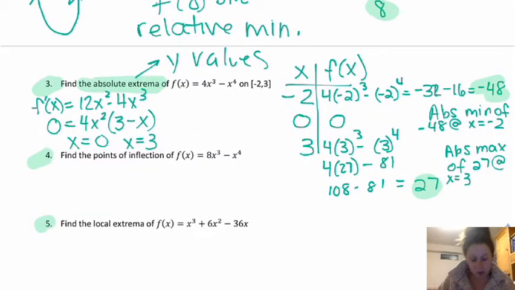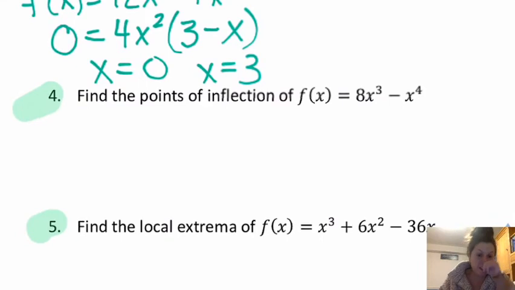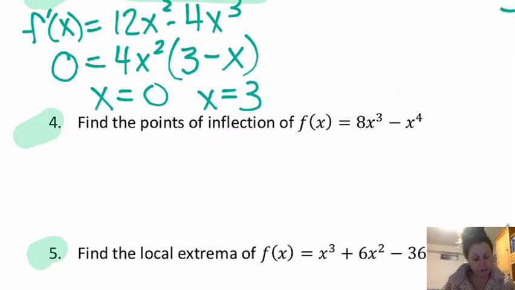Okay, let's go to the next one. So find the points of inflection. The definition of points of inflection are where concavity changes. So it's where the sign of your second derivative changes. Because remember, your second derivative tells you about the concavity of f. So knowing this, let's find the second derivative.